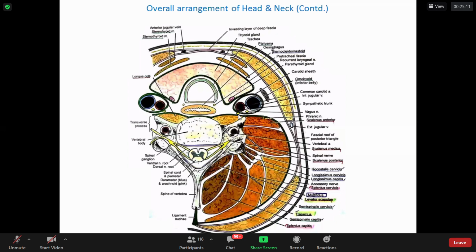There are two terms, one is sympathetic trunk, and one is sympathetic ganglion. These are two terms, sympathetic trunk and sympathetic ganglion. These are not synonymous everywhere. Okay, because there are sympathetic ganglia.